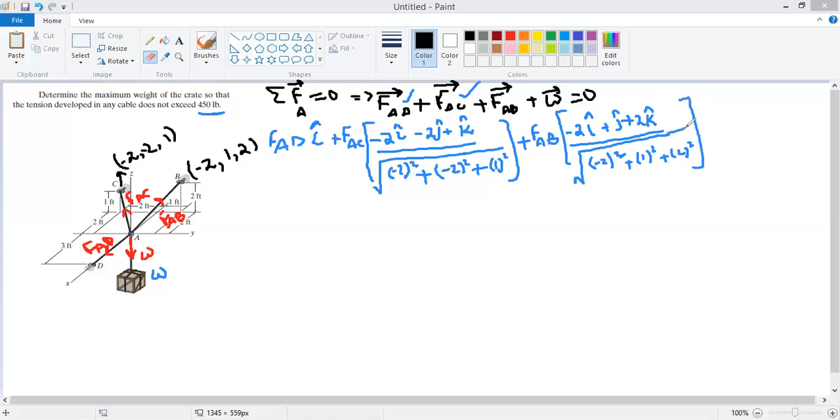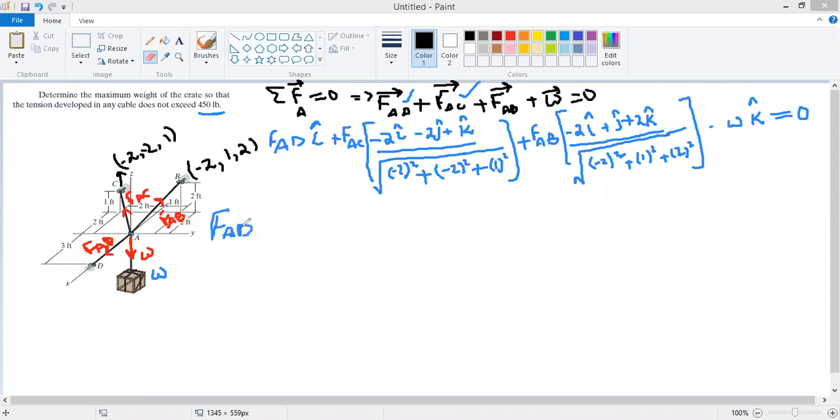This is it. Okay, so this is our FAB plus W acting along minus, so it will be minus W k cap. The vector summation of all these should be equal to 0. So we can solve this by writing down the i components on one side. So we can write FAD.